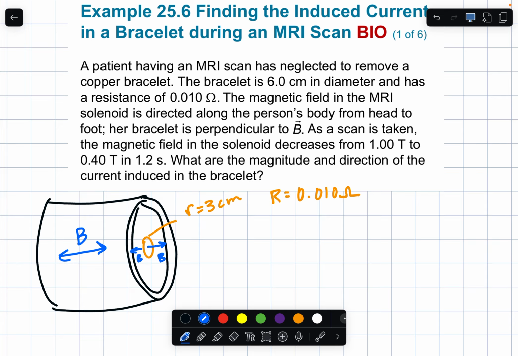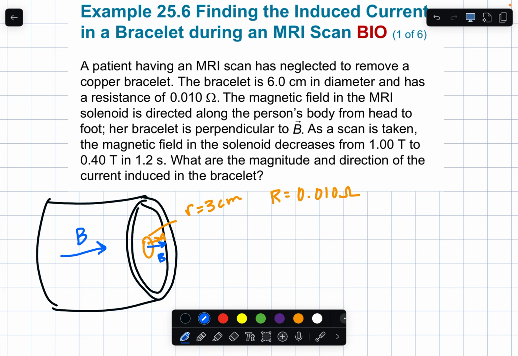So as the scan is taken, the B field decreases from 1 Tesla to 0.4 Tesla in 1.2 seconds. The question is, what is the magnitude and direction of the current induced in the bracelet? So let's pick B pointing out. We can just pick one. It works both ways because we're told that B is decreasing. So let's pick B as pointing out, and then our area vector is also pointing out. And this B field is getting smaller.